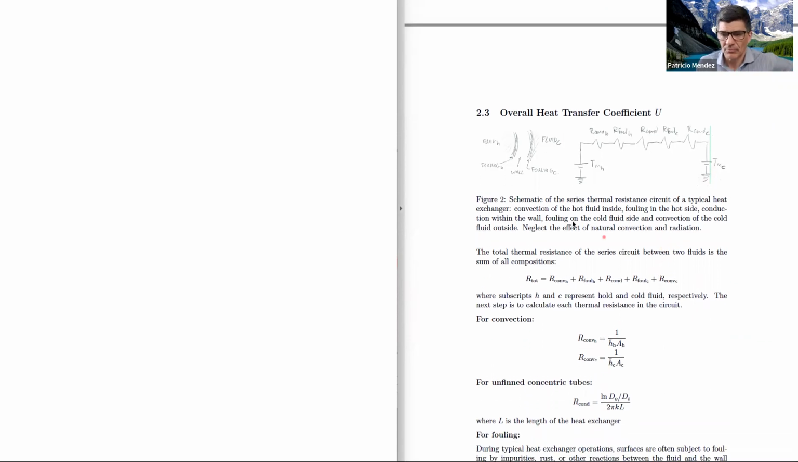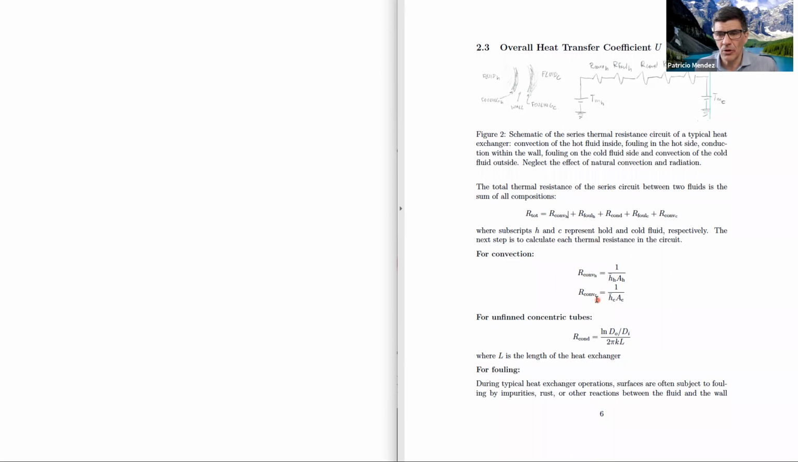Okay, so the total thermal resistance of this heat exchange through the wall of a pipe that accounts for potential fouling would be the resistance of the convection in the hot fluid, that is the fouling on the hot fluid, the conduction through the wall, fouling on the outside of the pipe on the cold fluid, and the thermal resistance of convection outside. Let's see what these are. All these things you know, this is just a refresher.